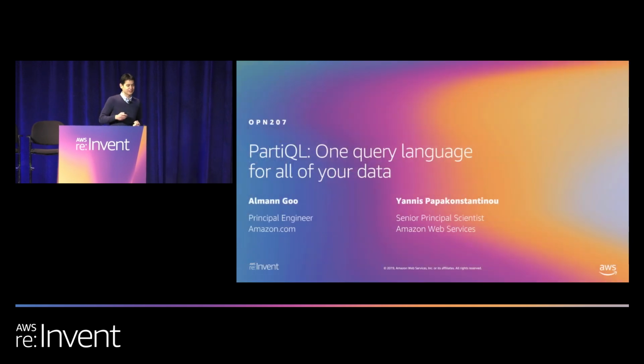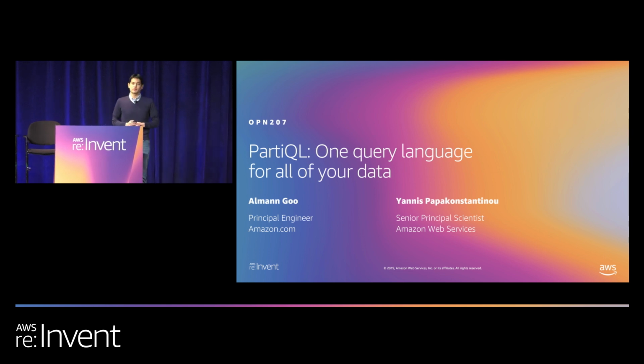OPN207, sorry, here we go. Particle, one query language for all your data. My name is Alman. I'm a principal engineer with E-commerce Foundation Technologies, which is a platform, we own the platform technologies that power some of the retail website. And I'm co-presenting with Dr. Yannis Papakonstantinou, senior principal scientist with AWS, Amazon Redshift.